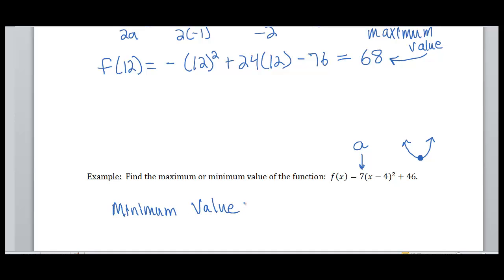All right, we'll determine that minimum value by finding the y-coordinate of our vertex. Well, what's nice about this form, when it's written in this form, the y-coordinate of our vertex is always this number that's sitting out here. Right, it's a plus 46. That means that the y-coordinate of our vertex is 46, so our minimum value is 46.